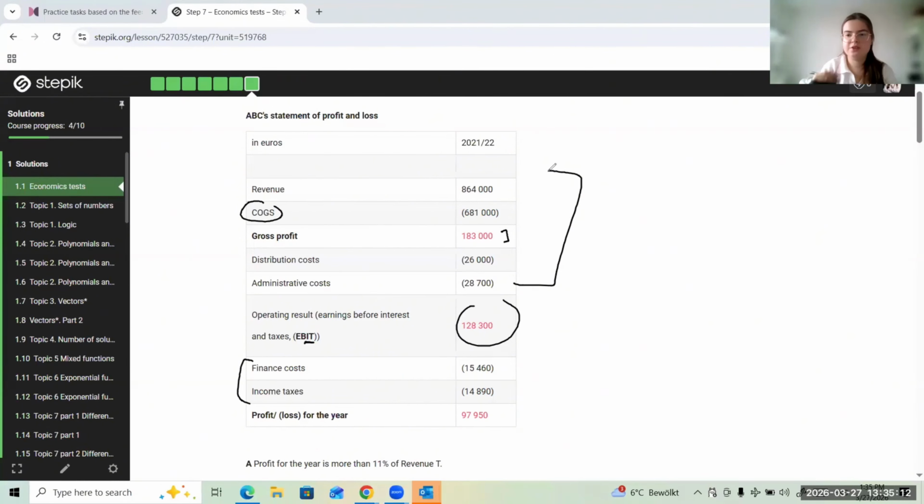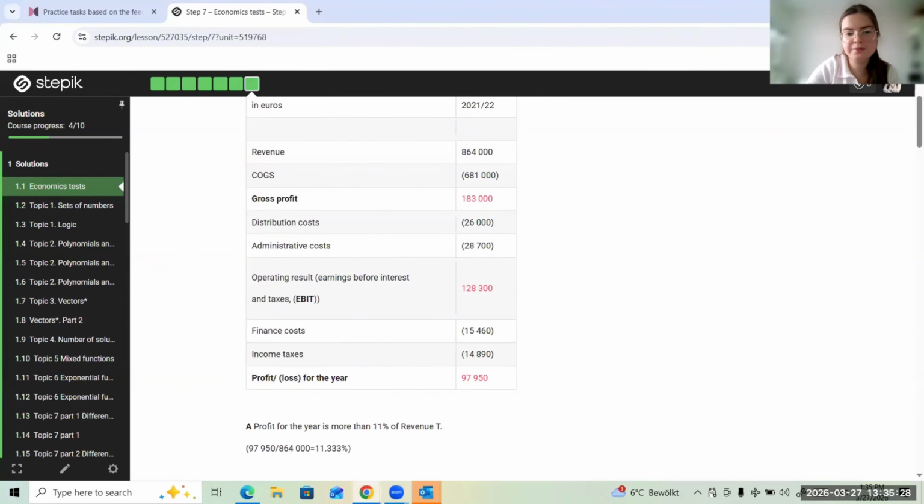So that's why EBIT is usually used in the ratios, because income taxes don't indicate how well your company does. It's just a cost that's always there. It's a formality, right? So yeah, this is how we fill out the balance sheet and profit and loss statement.